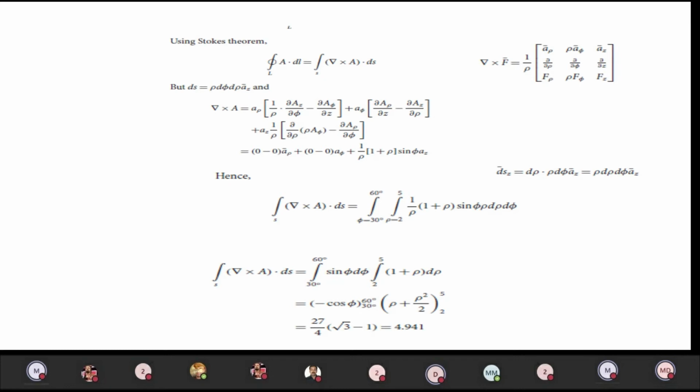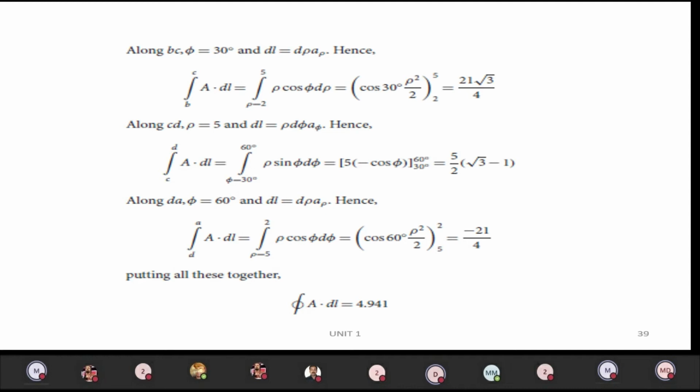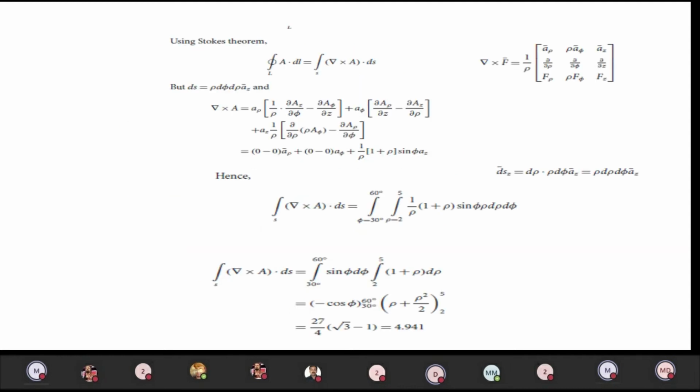The limits are that the radius varies from 2 to 5 and the angle varies from 30 to 60 degrees. If I apply that here, you get 4.94, the same answer as the previous one. For the closed integral of A dot dl, the answer is 4.941, and the same answer 4.941 we get here. So we can show that the above vector follows the Stokes theorem.